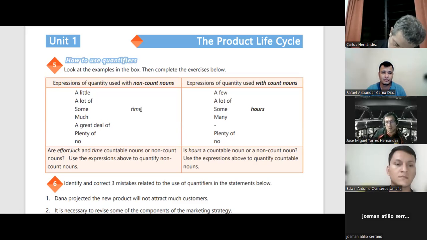Then with the count nouns, we use a few, a lot of, some, many, plenty of, and no. So we've got to be careful that a little and a few are the difference here when we talk about small quantities. But when we talk about big quantities, then we use a lot of, some, much, plenty of, and no. And we can use it also with the count nouns, okay?